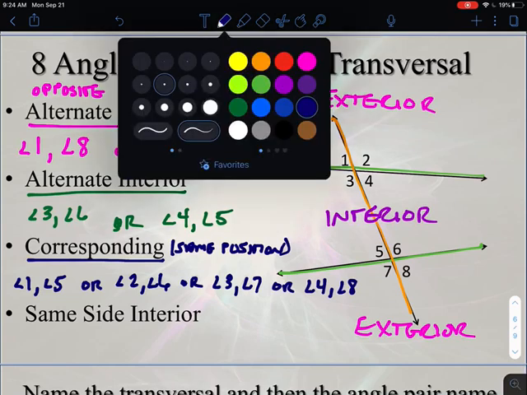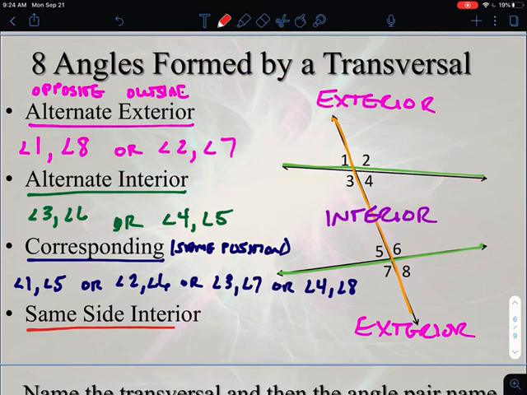Same side interior angles. So for same side interior angles, now we're looking at the interior again, but now we're saying same side. So we want to be on the same side of the orange. So for instance, angle 3 here is on the inside. The other angle that's on the inside and on the same side of orange is angle 5. So angle 3 and angle 5 would be an angle pair. Or we could use angle 4 here and pair it up with angle 6. They're both inside and both on the same side of the orange line.